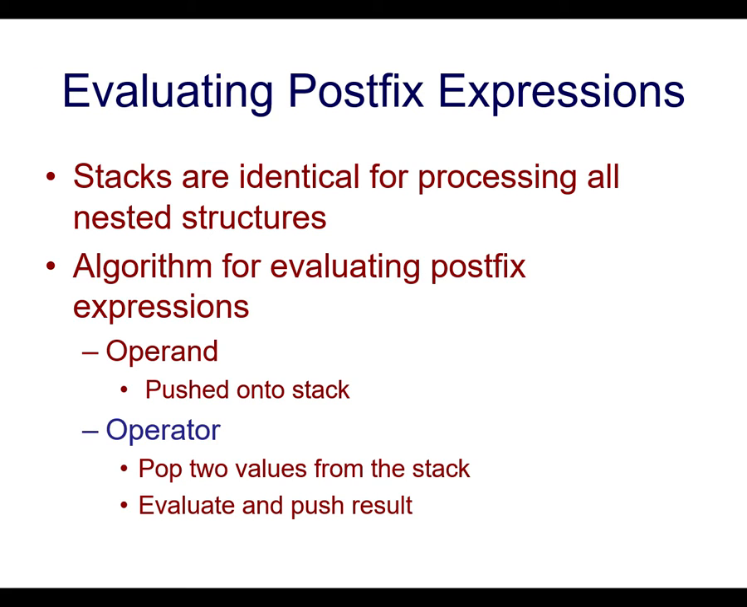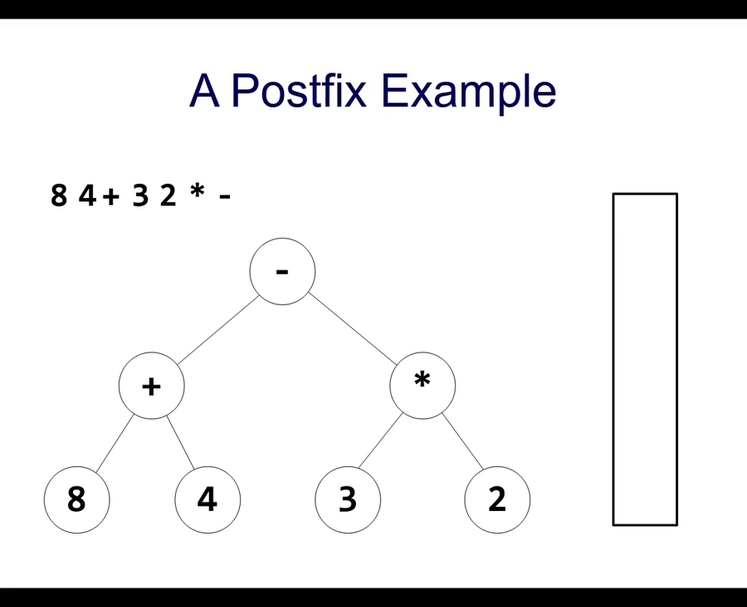If it is an operator, which will be one of 5 arithmetic operators, we first pop 2 values from the stack, ensuring that we pop the right operand first and then the left. We perform the necessary operation and then push the result onto the stack. To help you better understand this algorithm, let's consider the postfix expression shown below and see how it would be evaluated using this algorithm.